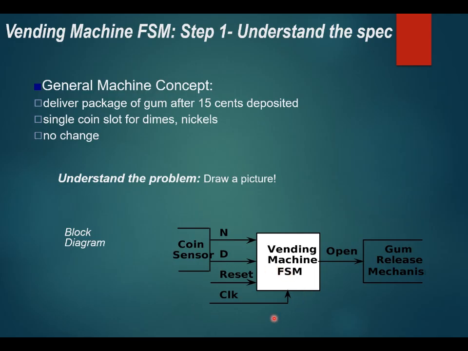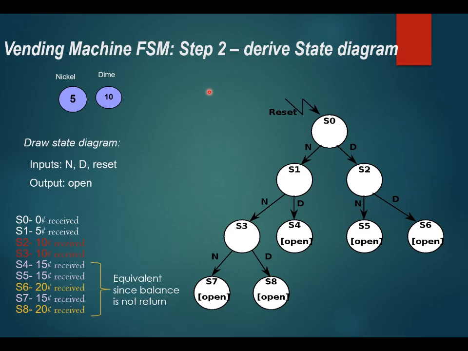And of course, all the FSMs have a clock signal because an FSM is a synchronous sequential circuit, and it's good to have the reset so that you can reset the machine to the initial state or the first state whenever reset is asserted. So step 2 is derive the state diagram.